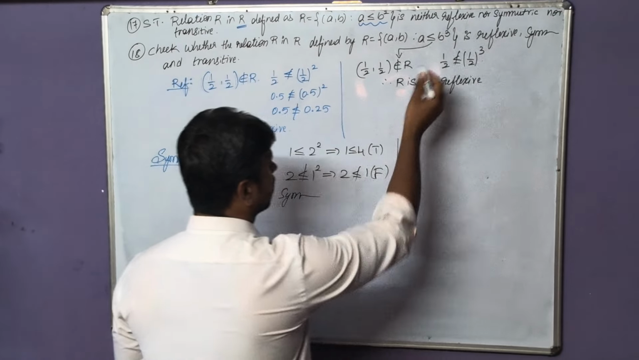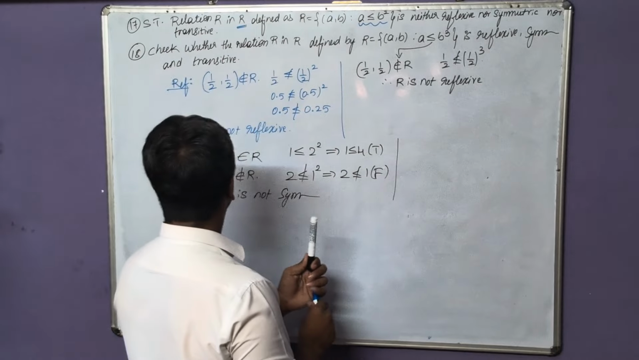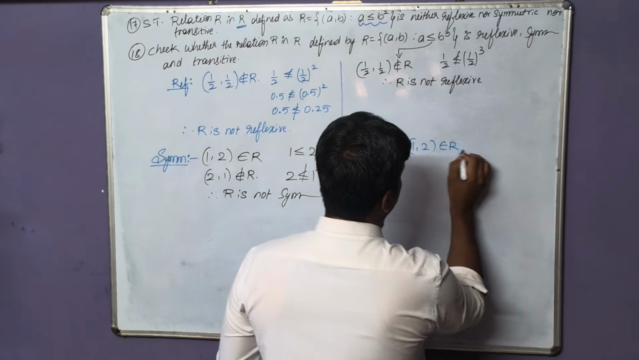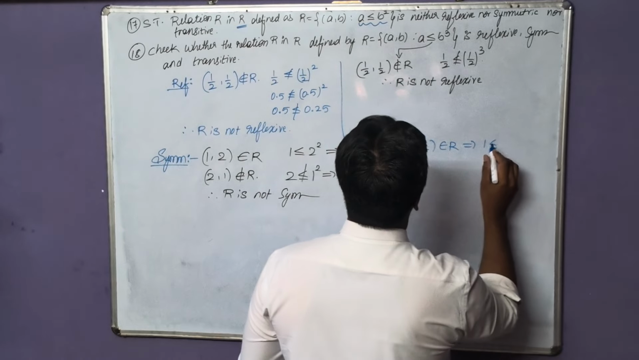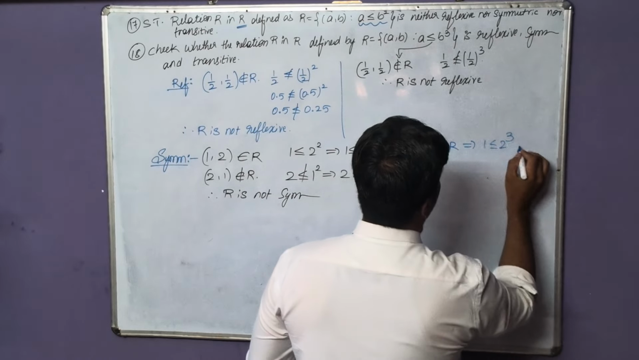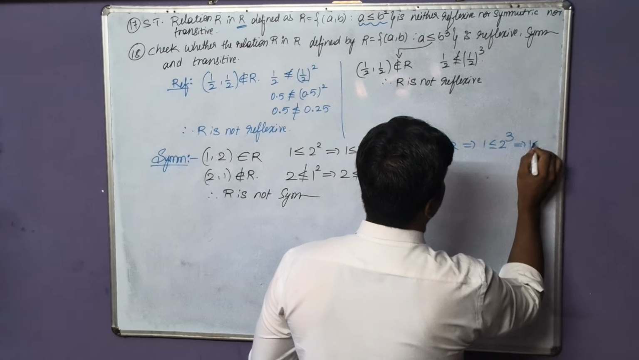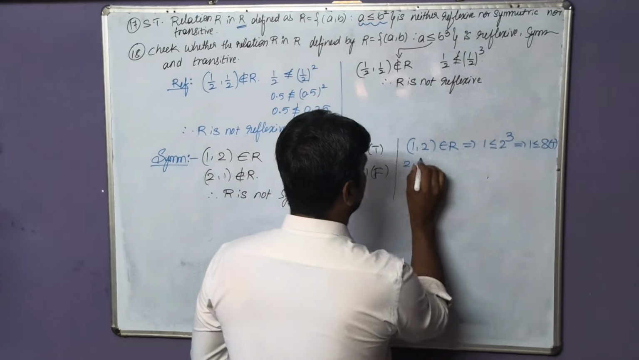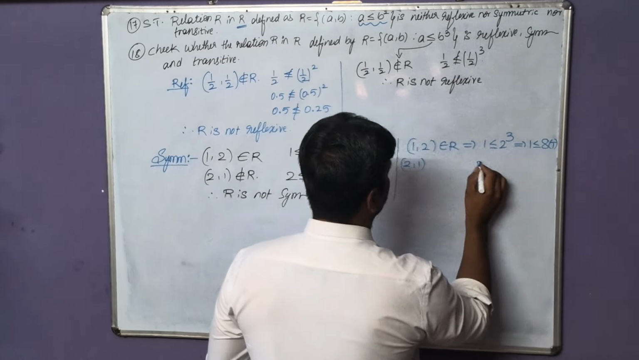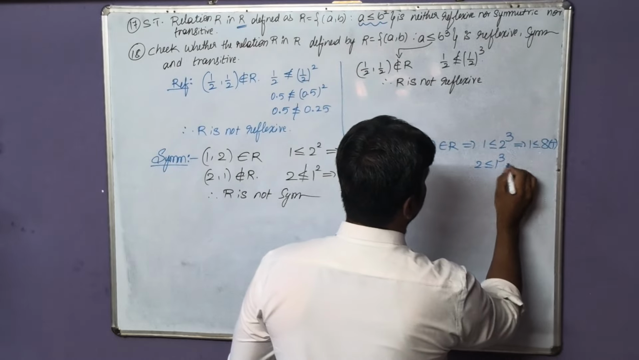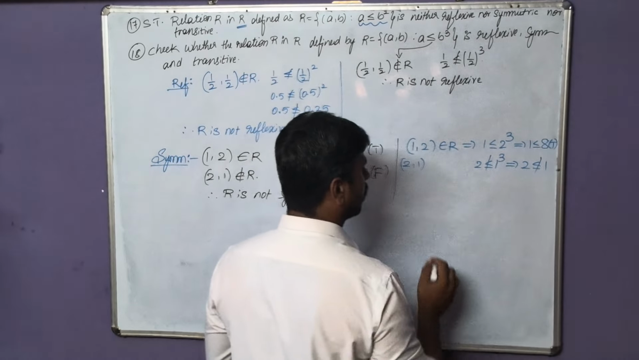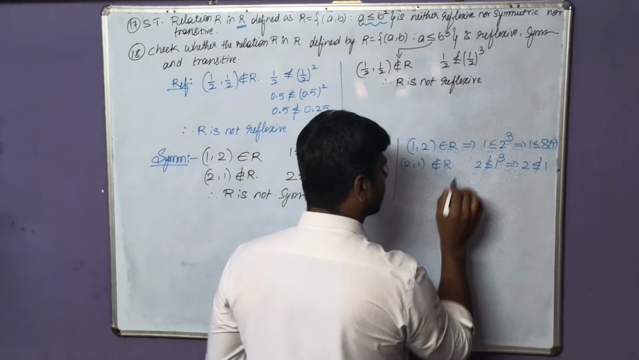Similarly, for the condition A is less than or equal to B cubed, I can prove the same. (1, 2) belongs to R, which implies that 1 is less than or equal to 2 cubed, which is 1 is less than or equal to 8. That is true. But if I take the reverse of this, (2, 1), I can check that 2 is less than or equal to 1 cubed, which implies that 2 is less than or equal to 1. 2 is not less than or equal to 1. So we can say that (2, 1) does not belong to R.